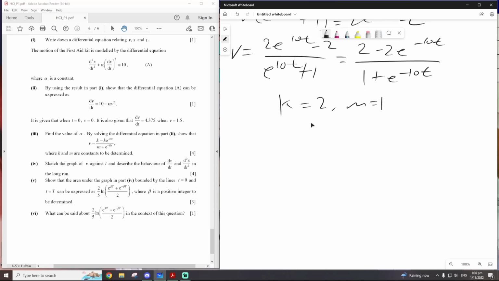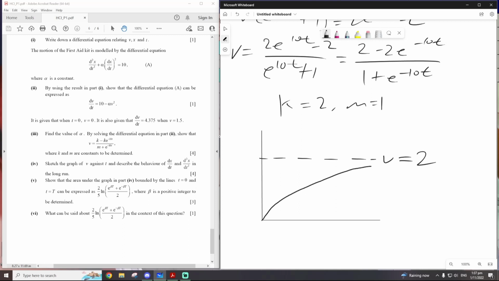Sketch the graph of v against t, describe the behavior of dx dt and d2x dt squared in the long run. Okay, graph of v against t is actually very simple. So there'll be an asymptote of v equals 2, and you can actually find this by observation. The reason that they want you to write in this form is so that it's easier to find the equation of the horizontal asymptote. As t goes to infinity, your e power negative 10t goes to 0. So you get 2 over 1. Okay? So your curve is actually just an increasing function, and it approaches this asymptote. That's it.